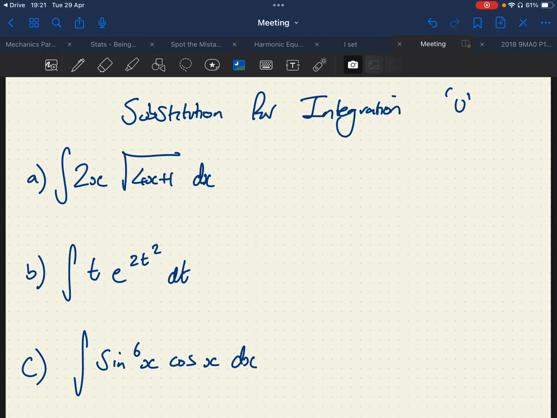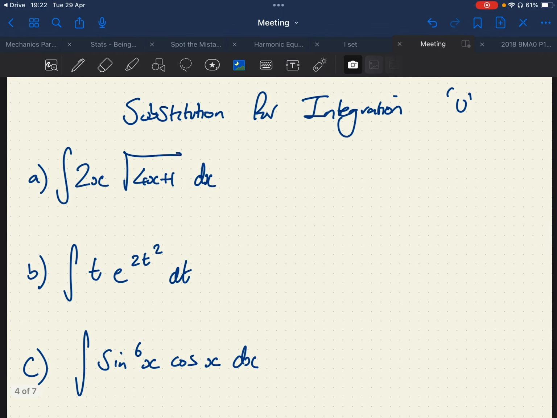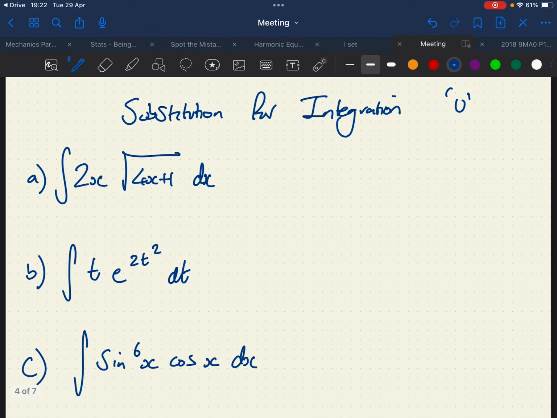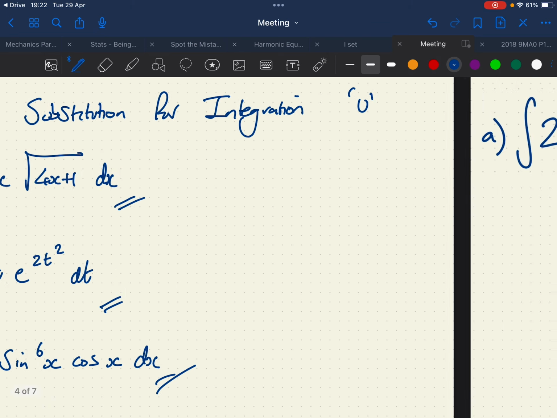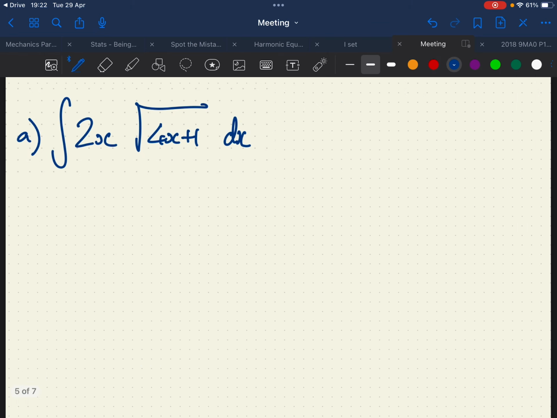Today we're going to talk about how you can find out which part should be your u piece when you are trying to do substitution by integration. I'd encourage you to pause throughout, and here are three situations that I would say are nice substitution by integration questions.